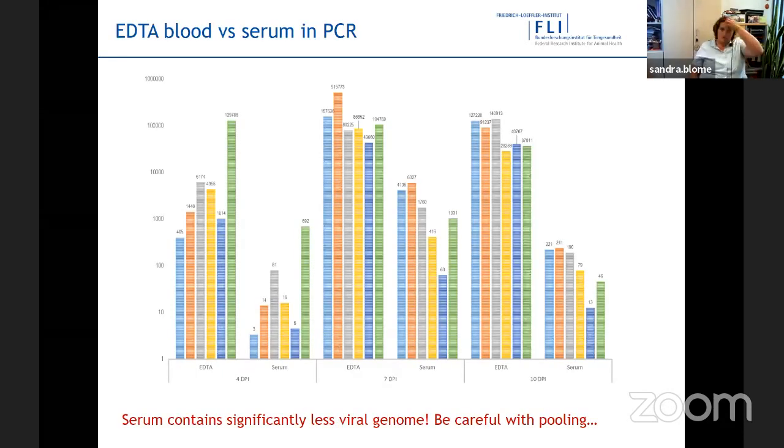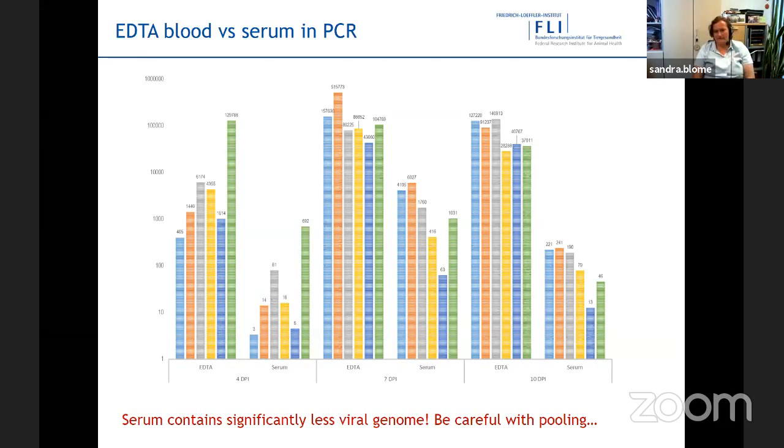I just wanted to go back to sample matrices a bit. This was a recent trial that we did, and we compared EDTA blood and serum in qPCR. In the end, serum is a very nice sample matrix because you can use it in any of your tests. You can use it for the serology, you can use it for virus detection. It's a clean sample if you are lucky for the virus isolation.